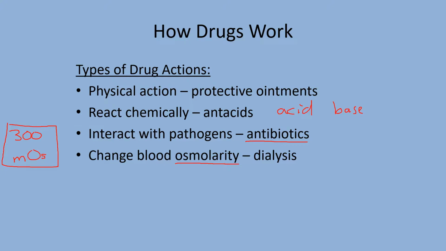So osmolarity controls which way water goes. If you eat a lot of salt, what do you feel? You feel thirsty, right? Anytime there's salt, it always pulls in water. So when you drink seawater, what happens? It sucks in your body's water and dehydrates you even more. So osmolarity is which way the water flows, and we can use that for dialysis, kidney dialysis.